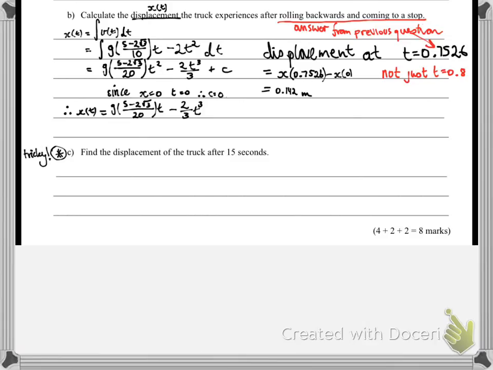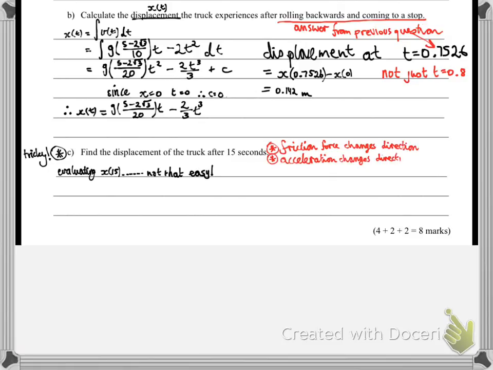Alright, now the last part, part C here, it says find the displacement of the truck after 15 seconds. So how do you think you might do that? Well, we've got our position function. So is it as easy as doing a little substitution, substituting x equals 15 into our position function? Well, unfortunately it's not that easy. The reason why is because there's two parts to motion. The truck rolls backwards, then it goes forwards and accelerates forwards. So there's two things that are happening in that process.